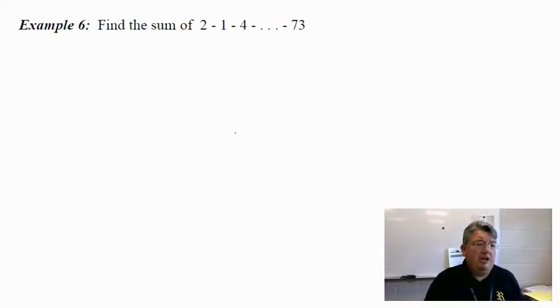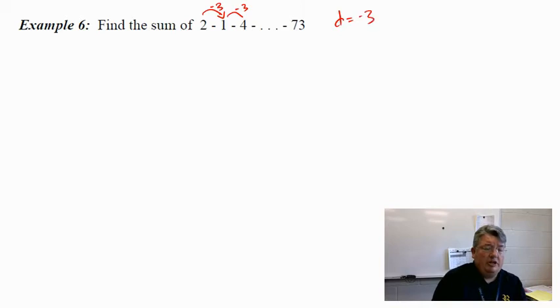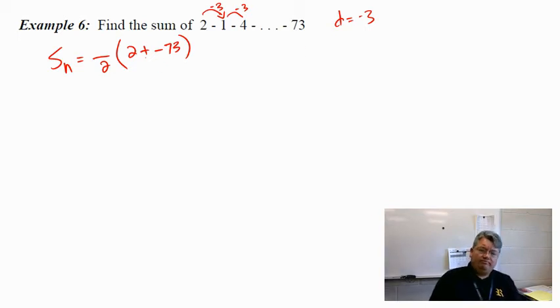Find the sum of this: 2, minus 1, minus 4. So I look at this. 2 to minus 1, it's going down by 3. Minus 4, that's going down by 3. Okay. So this is arithmetic where the difference is negative 3. Okay, so the sum of an arithmetic sequence is equal to the number of terms, which I don't know. But I do know the first term is 2, and I do know the last term is negative 73, but I need to find the number of terms.